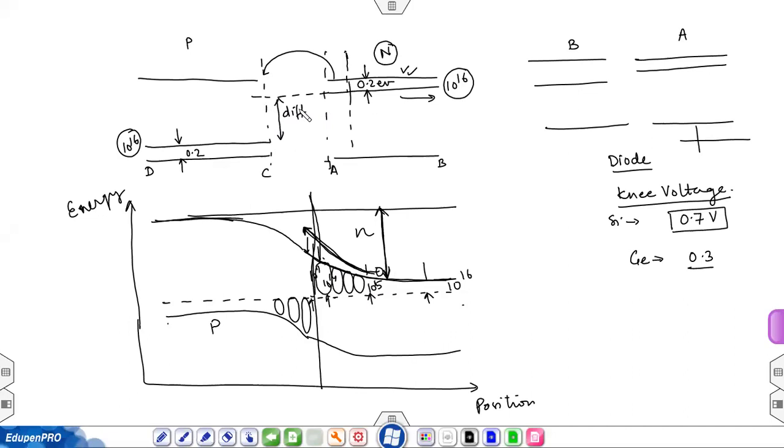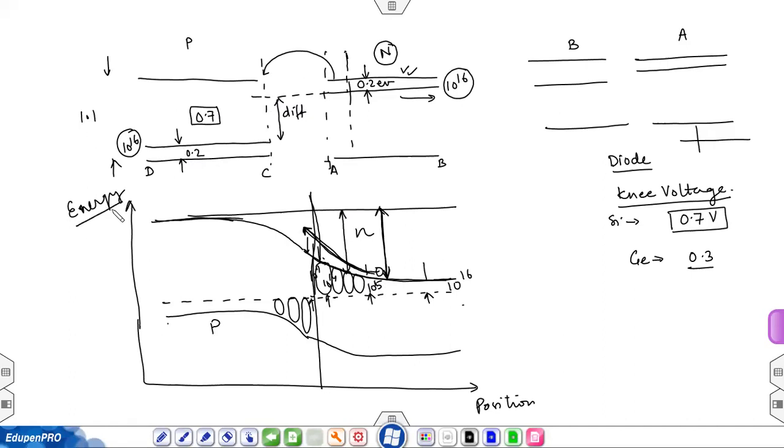What is the total? This is silicon. What is the total? 1.1. And 0.2 is here and 0.2 is here. So what will this be? 0.7. So what does it mean? These electrons are facing a barrier of 0.7 electron volt energy.